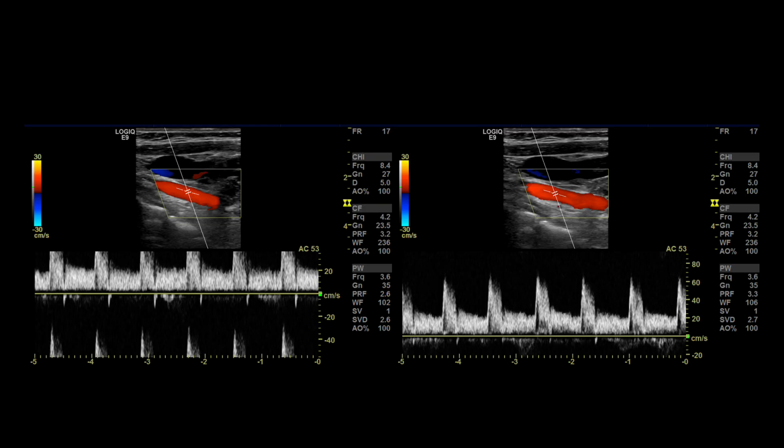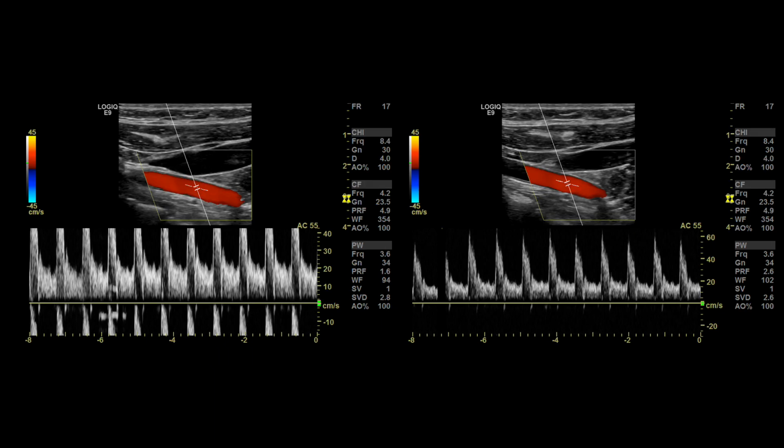So let's look at a few examples. Here's one where you can see there's aliasing going on. There's incorrect depiction of the direction of flow here. Here you can see the baseline is quite high, so all I did here was drop the baseline, and it brings everything to the appropriate direction of flow.